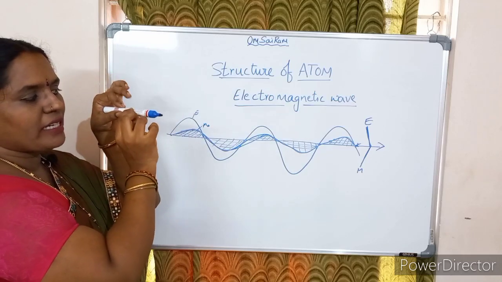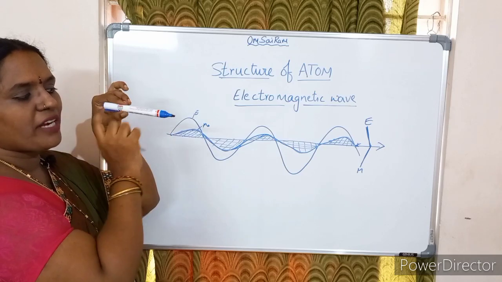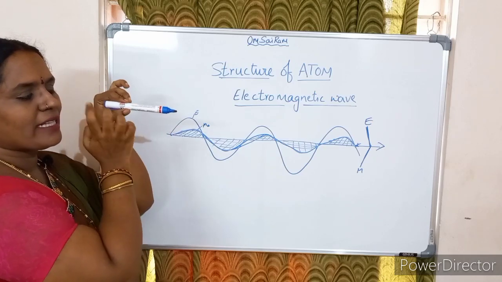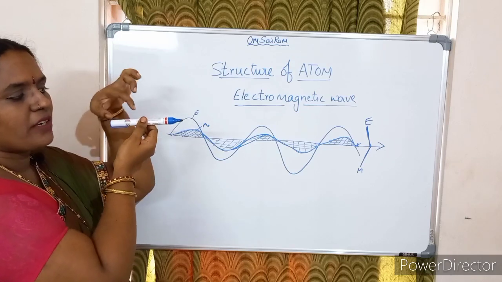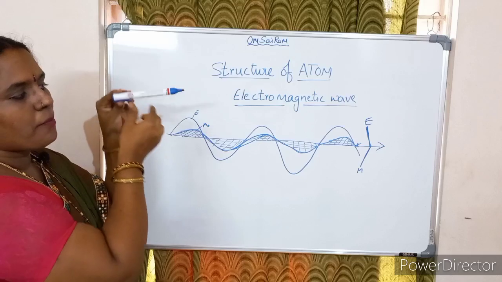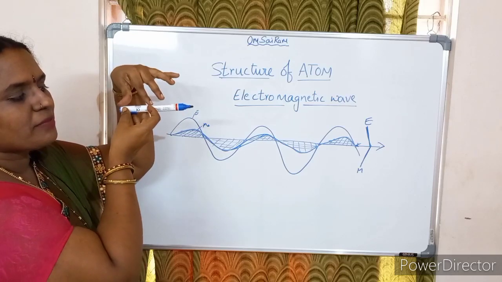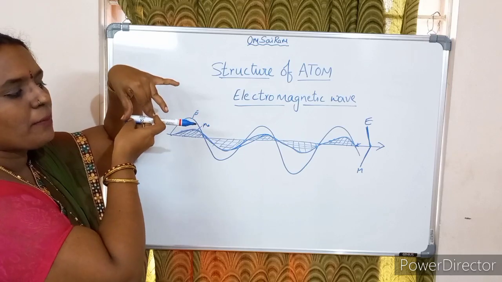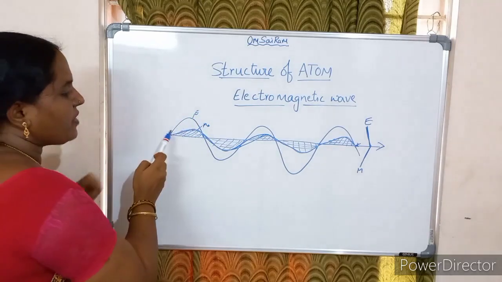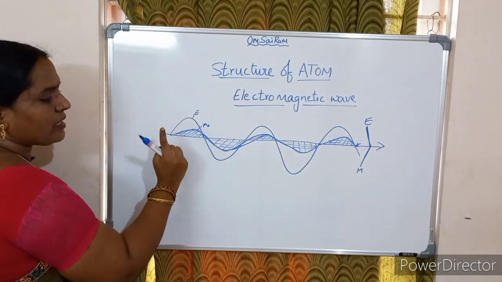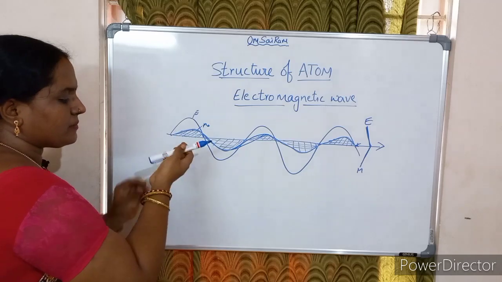If the electric wave is propagating like this, the magnetic wave will propagate like this. If the electric wave is like this, the magnetic wave will be like this. Both are perpendicular. See, both are perpendicular. If the electric wave is like this, the magnetic wave will be like this. Both are perpendicular to each other.